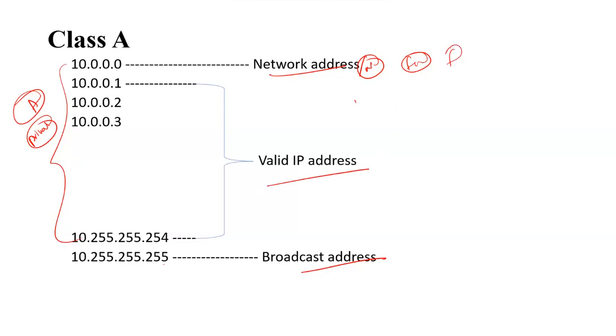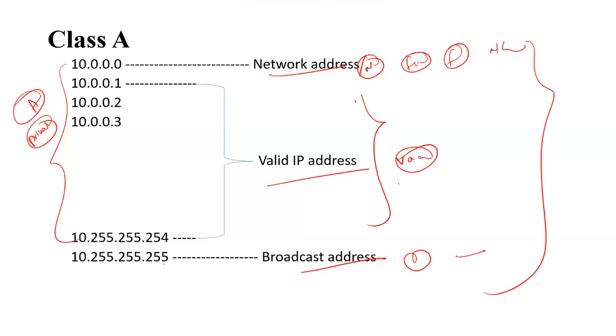So the first IP address is the network address, the last one is the broadcast address, and in between, whatever addresses we have, those are called valid IP addresses. Here I am just referring to a full private IP network from class A.